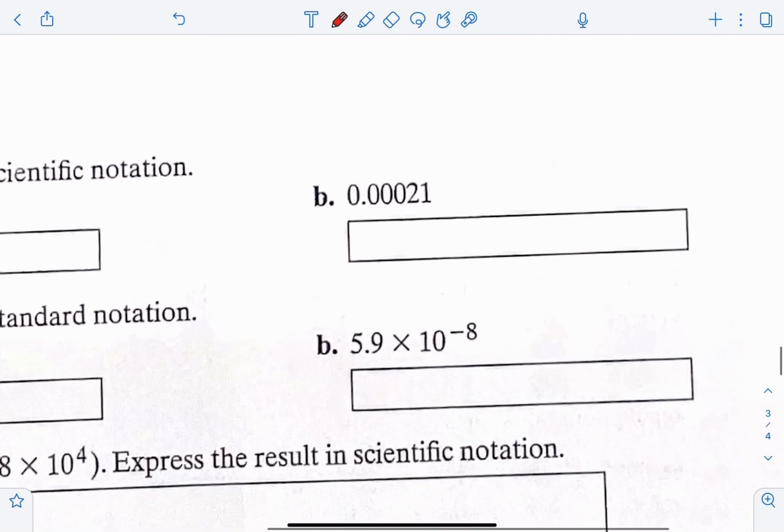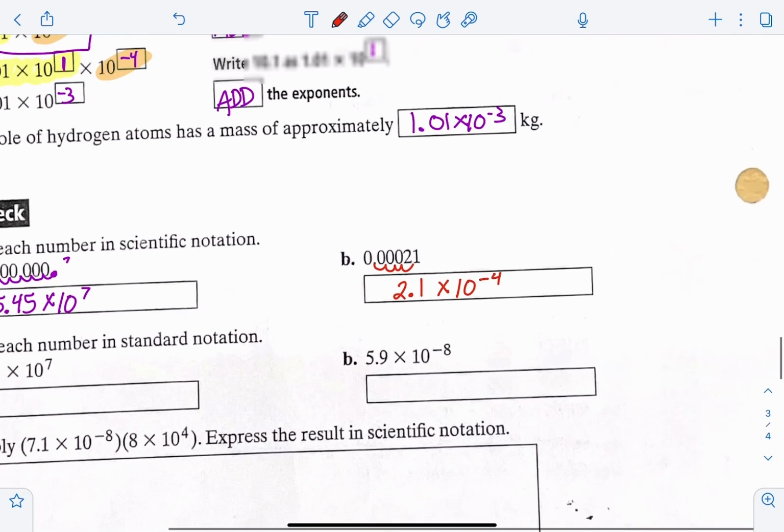All right, so what you should have done for this one, right? We're going to move it 1, 2, 3, 4 places so that it ends up between the 2.1. So we should have 2.1 times 10 to the negative 4 because the zeros were in front of the number on that left-hand side. It was a small number.